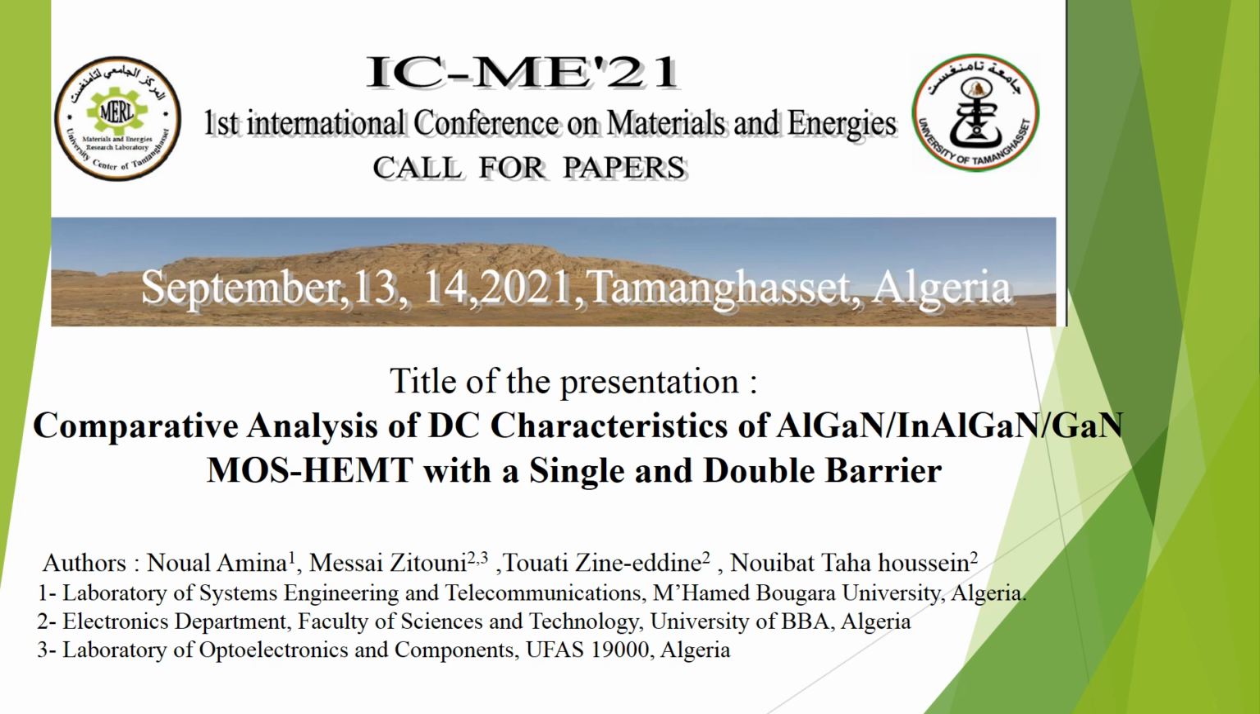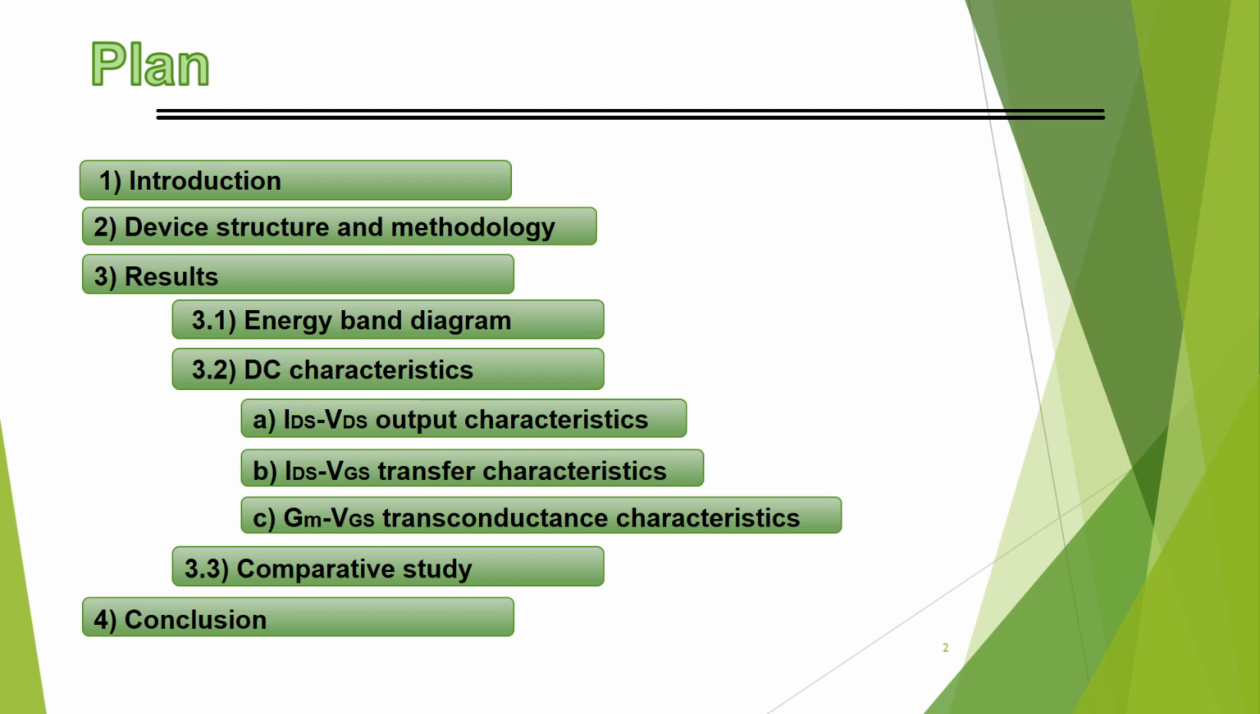The title of the presentation is Comparative Analysis of DC Characteristics of InAlN/GaN MOSFET with a single and double barrier. This presentation has an introduction, then device structure and methodology, then results: the energy band diagram and DC characteristics, which include output, transfer and transconductance characteristics. Then we have a comparative study, and finally the conclusion.